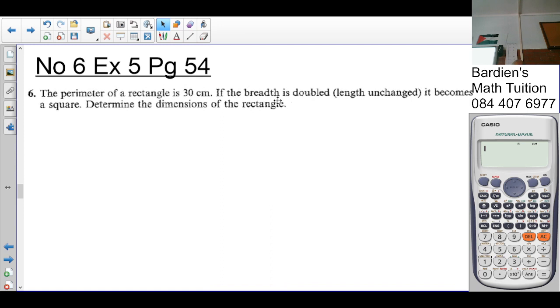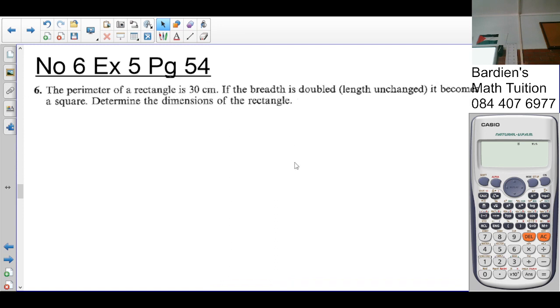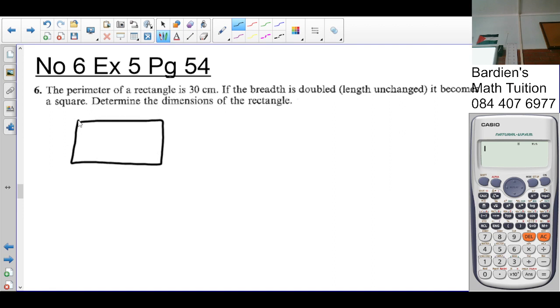Alright, listen. Let's look at number 6. We are told the perimeter of a rectangle is 30 centimeters. So what do I do? I draw. So that is the breadth, x, and your width. So we say let your breadth equal x.